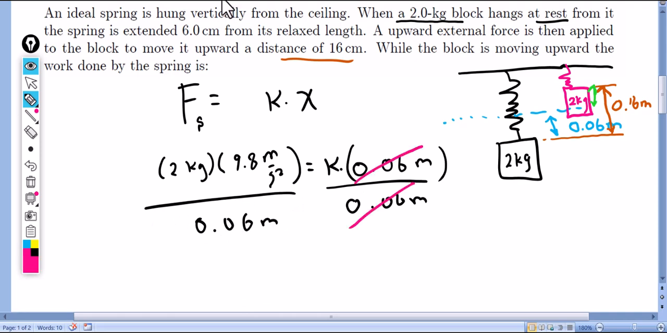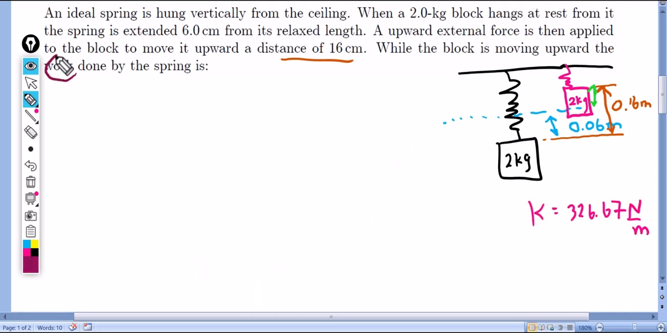That's going to give us a Newton over a meter. And if we put this in the calculator, we're going to get some nice long decimal, 326.66667. So this is the spring constant. This is how springy the spring is. And we're going to need that for the next part.